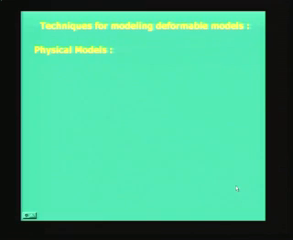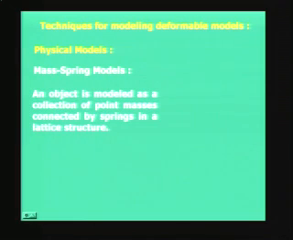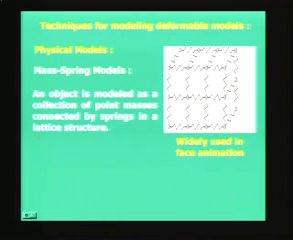Continuing the discussion with physical models. Well, this is the most common example, called the mass spring models. What is done here? An object is modeled as a collection of point masses connected by springs in a lattice structure. I repeat, we will come to this example in a figure very soon. We are talking of an object which is modeled as a collection of point masses. So, each point will have a mass. It is an infinitesimally small object with a mass, and they are connected by springs in the form of a lattice structure. Let us see this example.